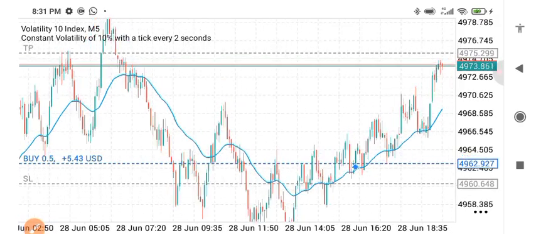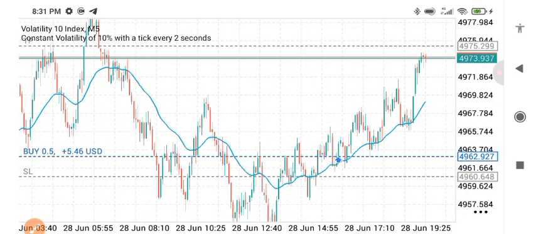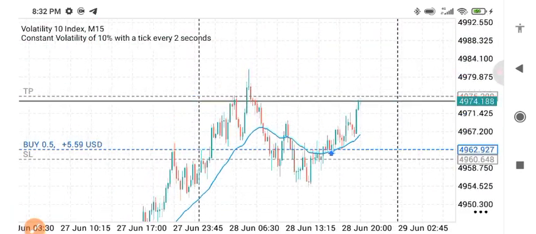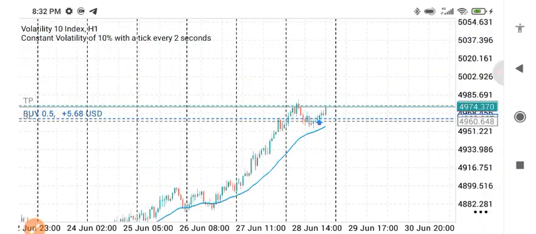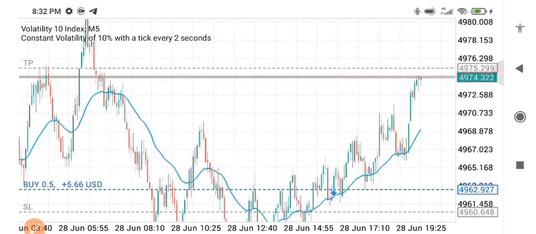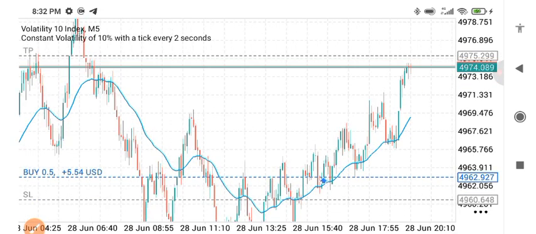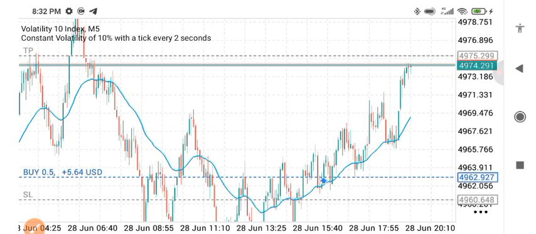Here is a simple trade I took on Volatility 10 Index, and it went to smash my TP very smoothly. And in this video, I'm going to give you a step-by-step breakdown of the process and the strategy by which I took this very trade, so that you will be able to replicate the same thing in your own account. So stay with me, guys.